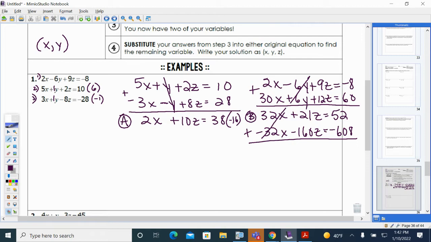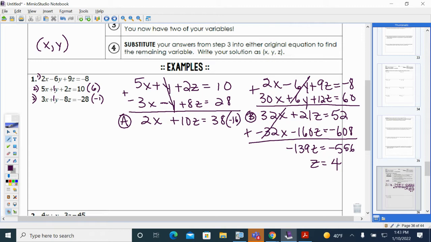So now I've got 21z minus 160z gives me negative 139z equals 52 minus 608, which is negative 556. And then we're going to divide by the negative 139 and get z equals 4. So that's one of the three variables. That's one part of my final solution.